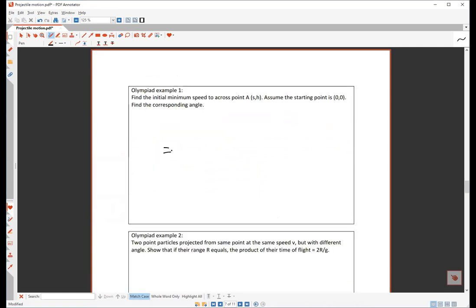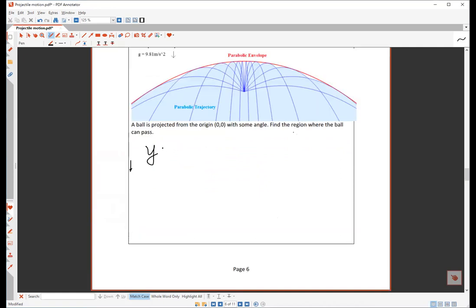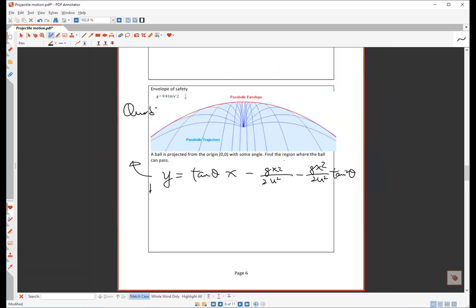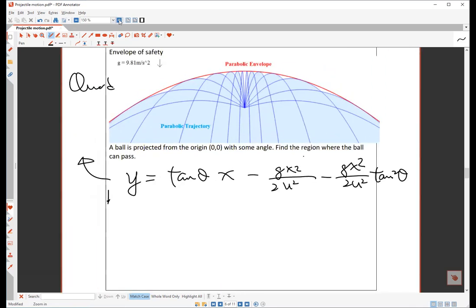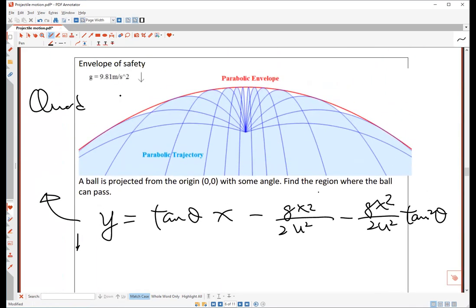Okay, so the equation is y equals tangent theta x minus gx squared over 2u squared. And then we are using an ugly form: minus gx squared over 2u squared tangent squared theta. So what does it mean by this ugly form? If you still remember, this is a quadratic equation of x and also of tangent theta. So then we will make use of this one to do it.